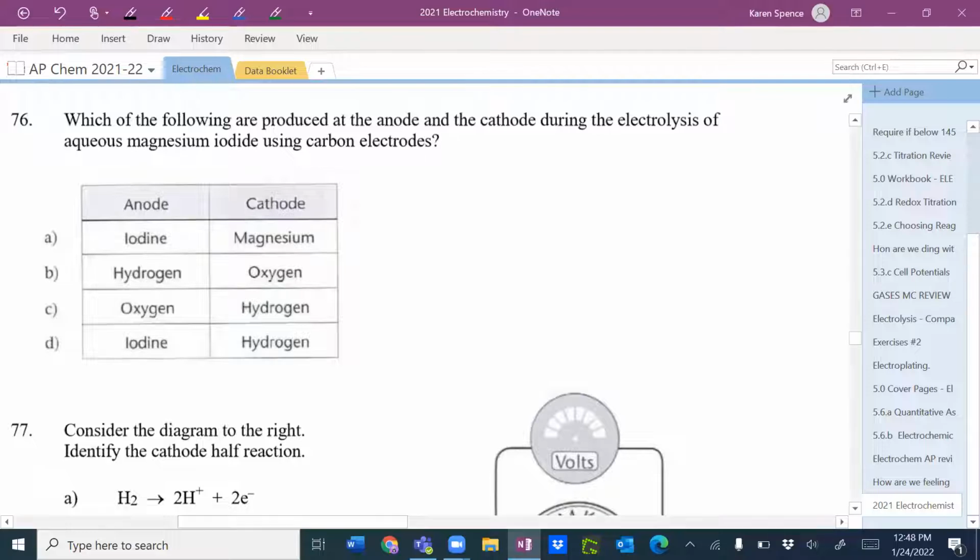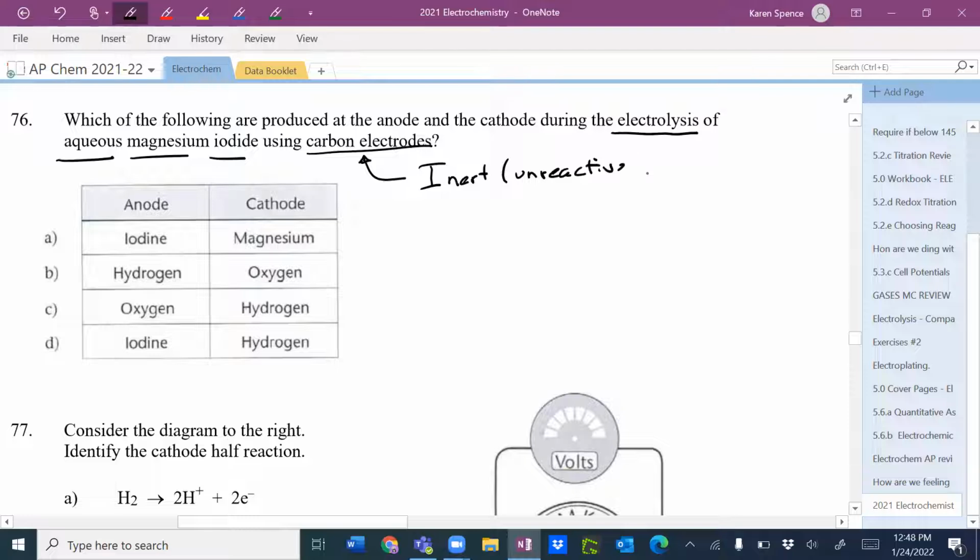Which of the following are produced at the anode and cathode during the electrolysis of aqueous magnesium iodide using carbon electrodes? What do we know about carbon electrodes? Carbon electrodes are inert, which means unreactive, which means we do not need to worry about the carbon. So we are dealing with aqueous, so we have H2O as one of our things, and we have Mg2+, and we're also going to have H2O compared with our other thing, which is the I-.